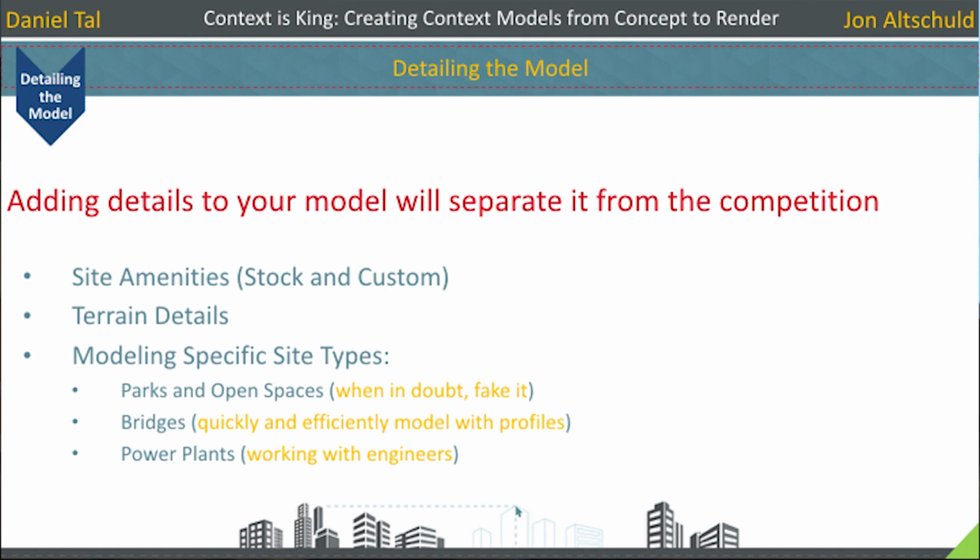So in addition to all the 3D stuff, it's adding site amenities, stock amenities from the warehouse, custom site amenities, and we'll go over a bunch of different types. Then terrain details. We'll go through that as well. And then finally, as Dan was talking about, the iterative process, you start working on very similar project types. So we have strategies for those.